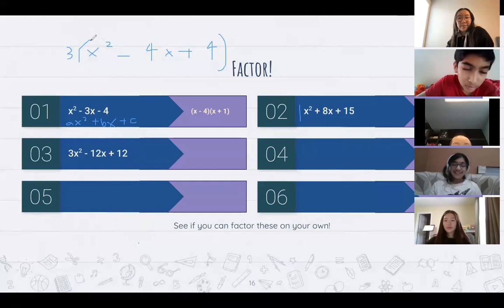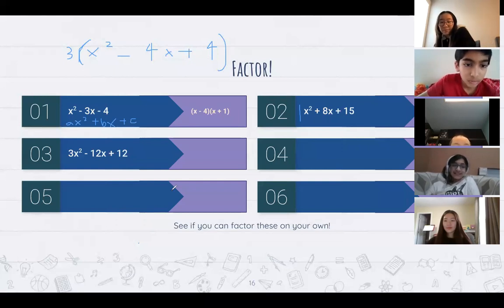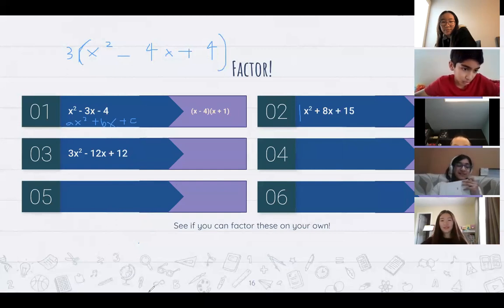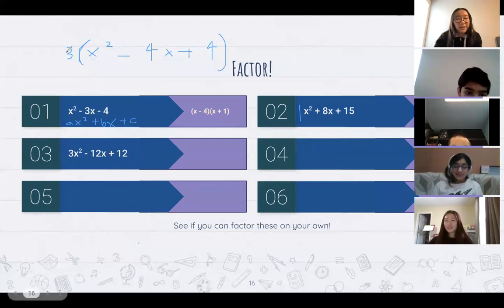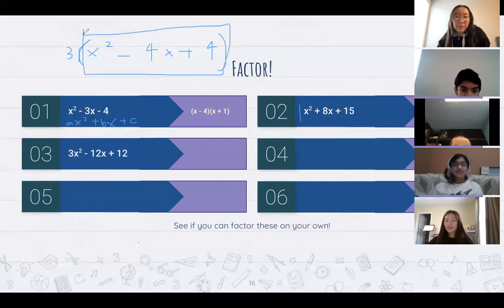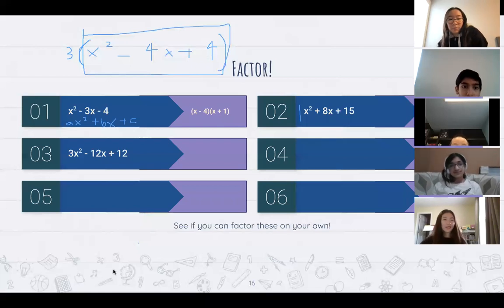You're gonna only do the box method on x squared minus 4x plus 4, just to make it easier on you guys. You can't just do the box method directly on the whole thing, but it's probably easier if you just take out the 3 first and just do it on this part. Everybody pay attention. You're not doing 3x squared minus 12x plus 12. You're doing x squared minus 4x plus 4.